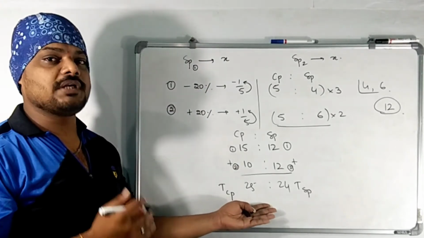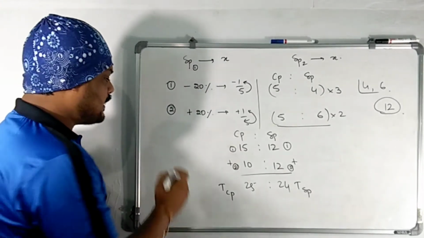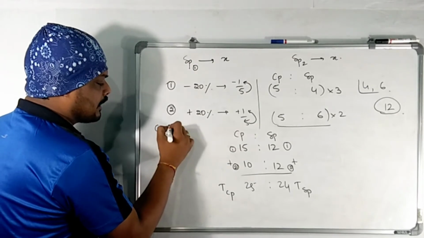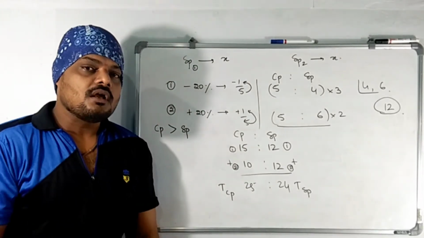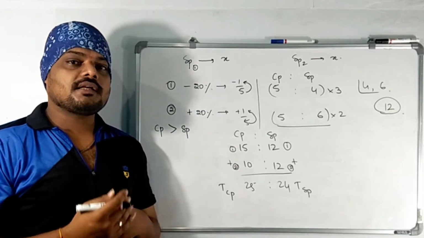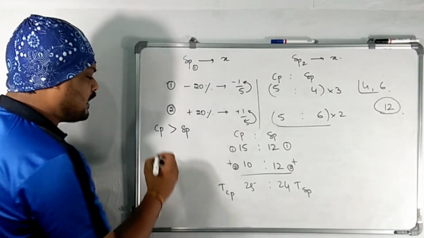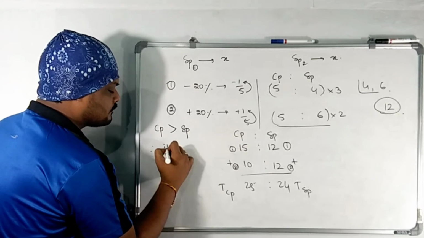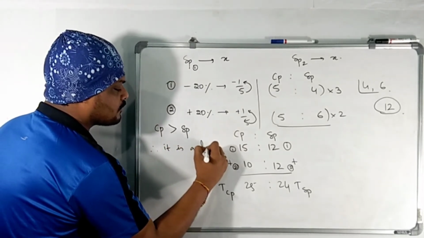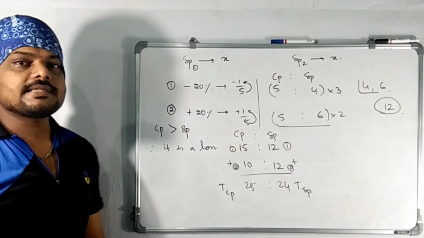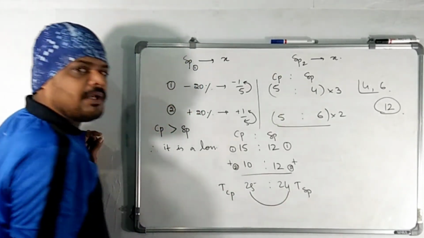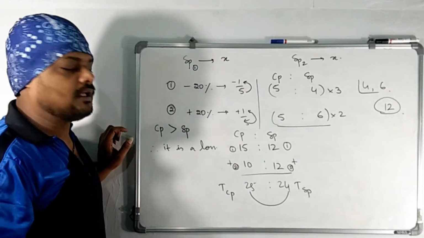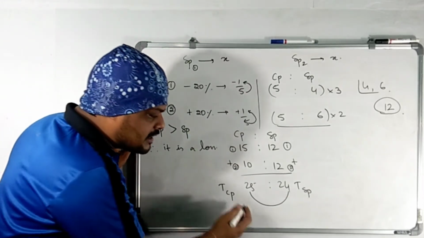What here do we see? Here we see that cost price is greater than selling price. So definitely somewhere it is a loss. So here by how many units did he get loss?